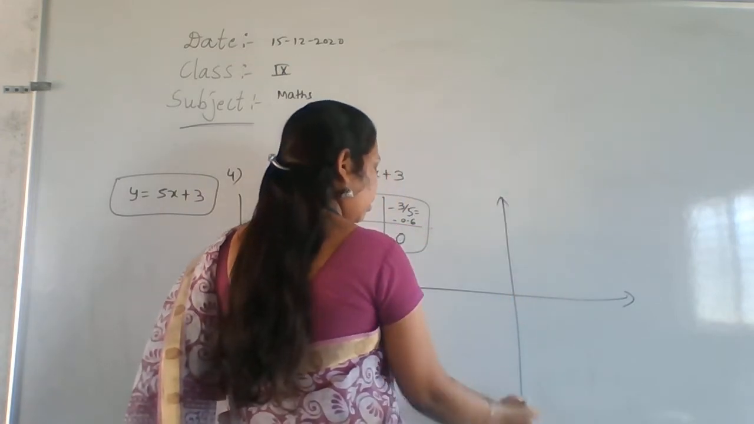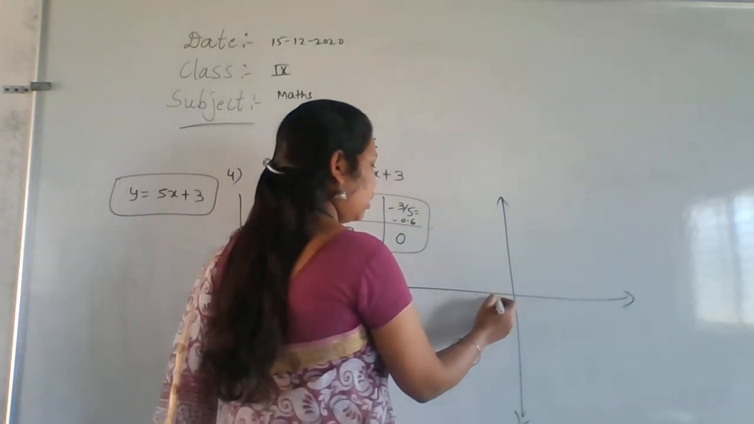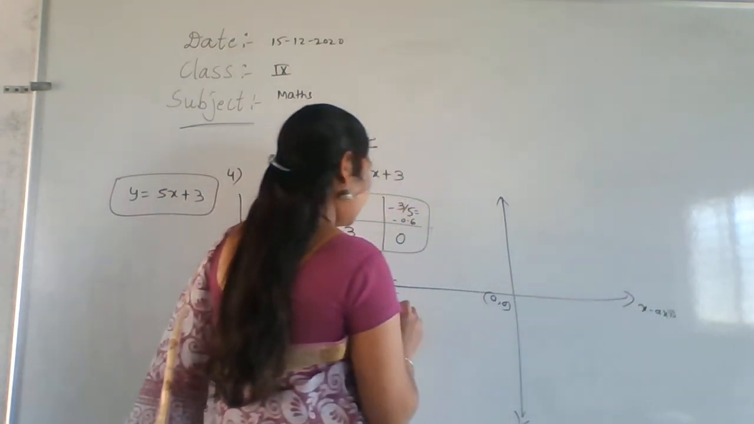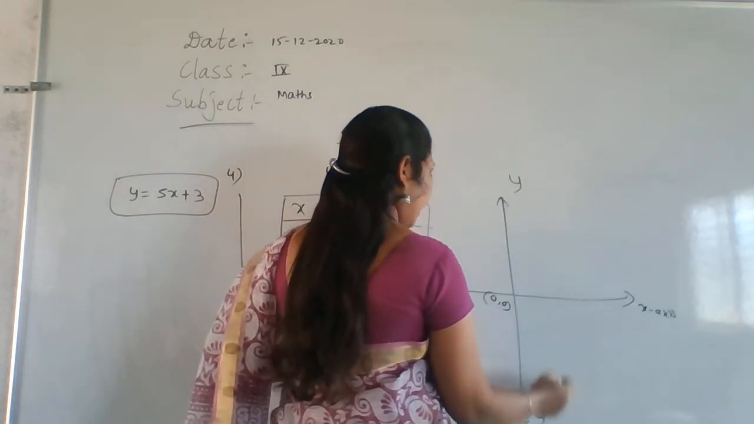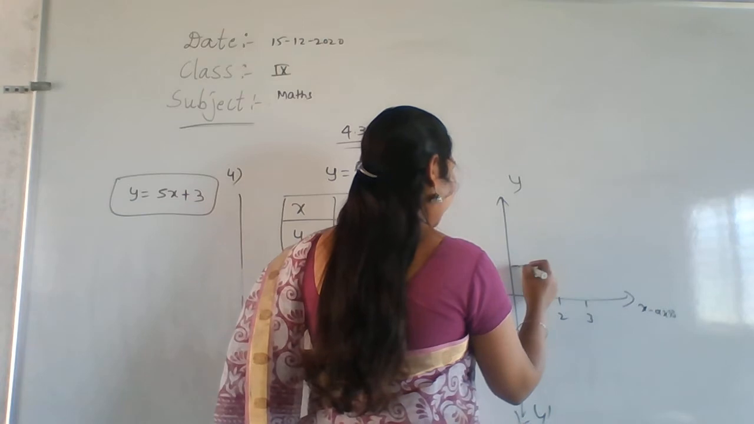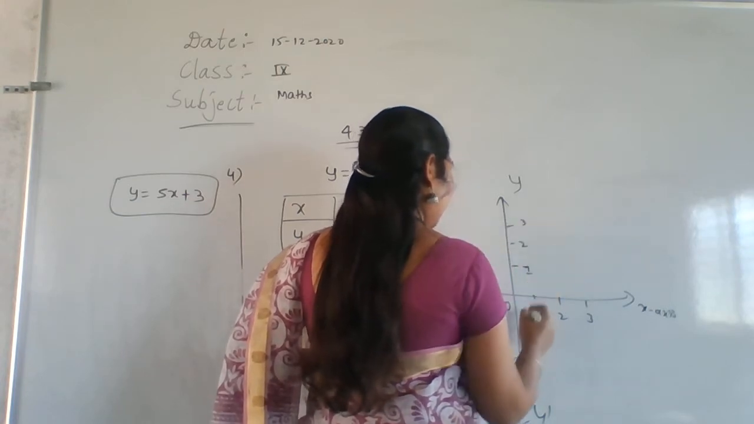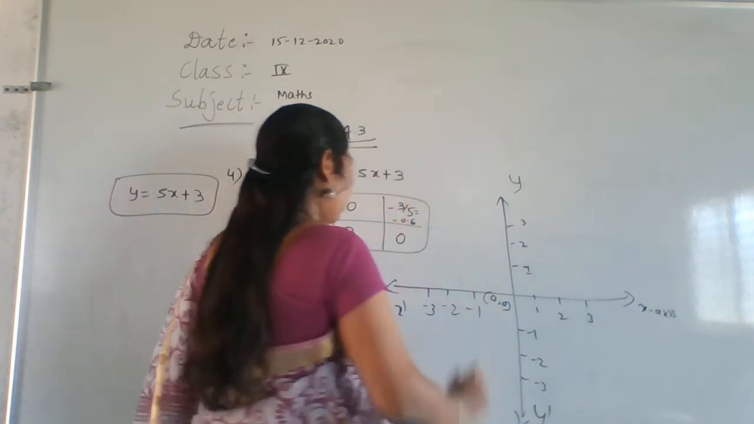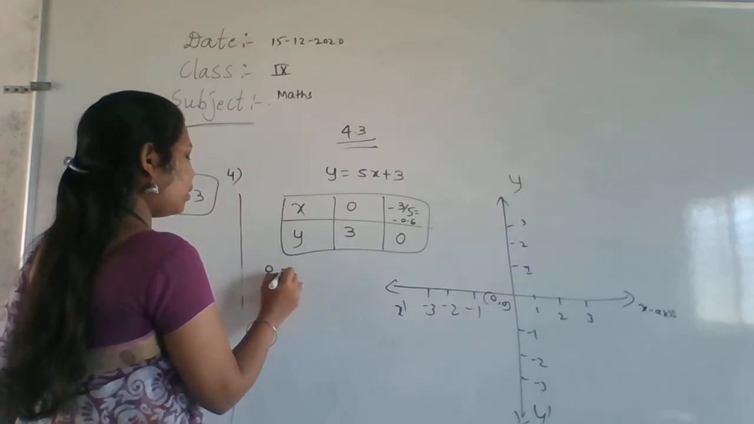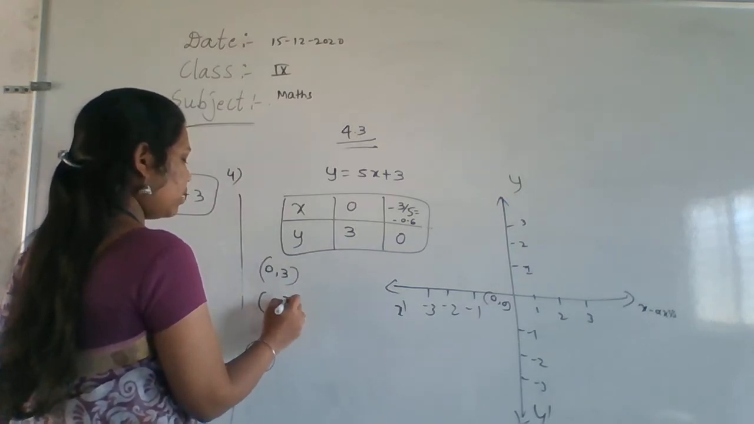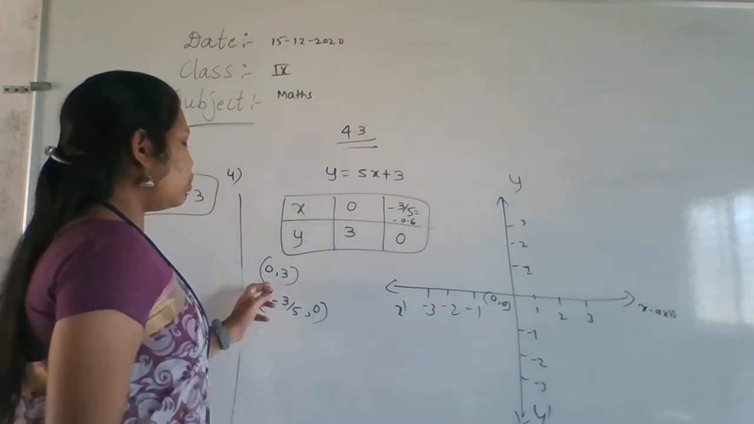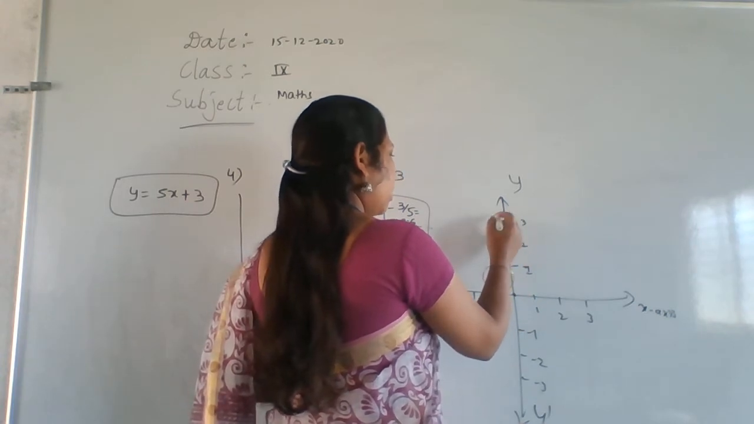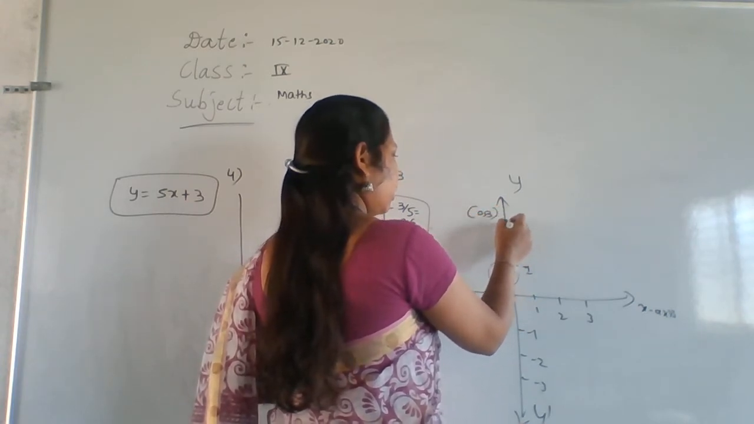See here, this is 0, 0, here is the x axis, and this one is x dash, y dash. Write the points 1, 2, 3 and here 1, 2, 3, minus 1, minus 2, minus 3, and here also minus 1, minus 2, minus 3. So our first coordinate is 0, 3 and the next one is minus 3 by 5, 0. Where is 0, 3? 0 here, 3 is here. This is 0, 3. This is one point.